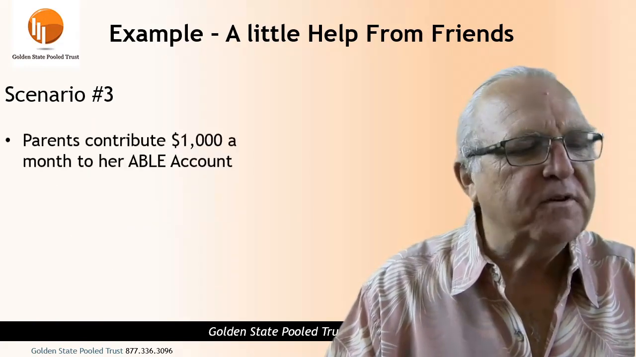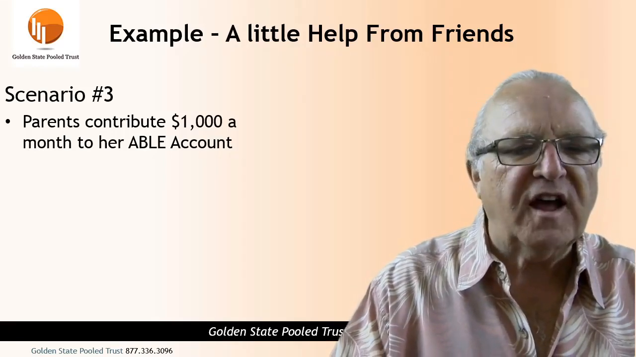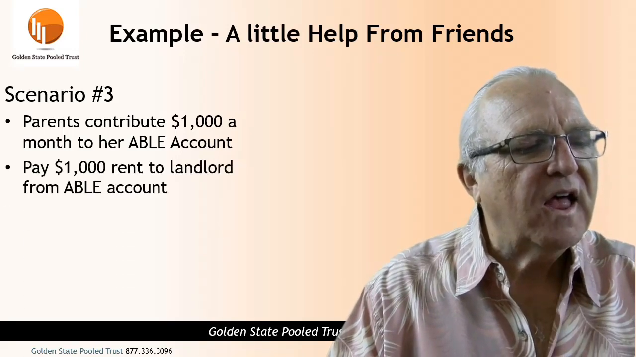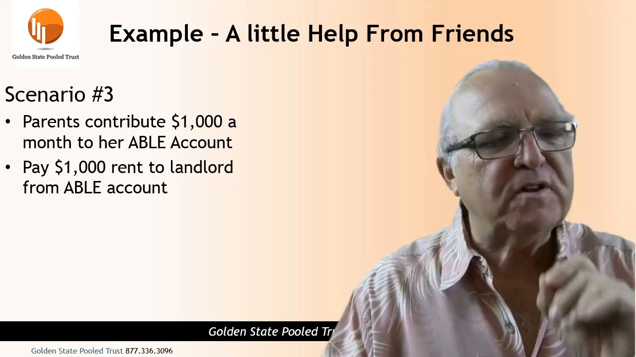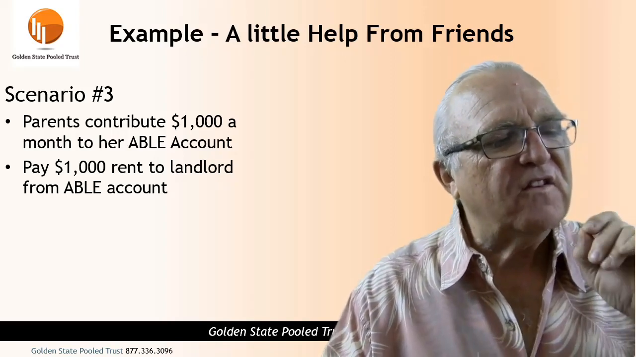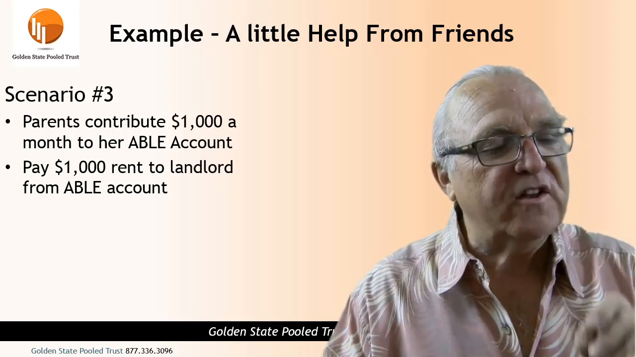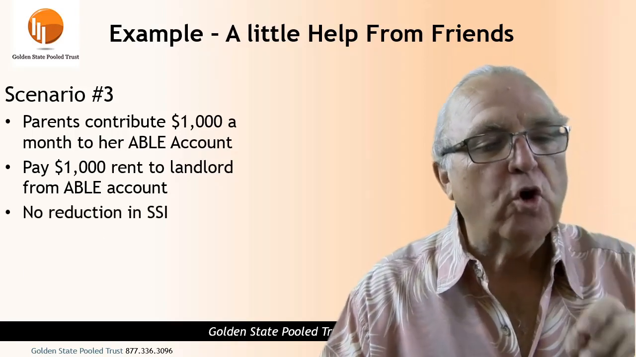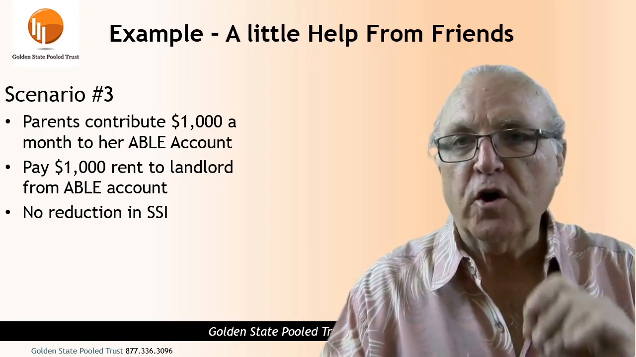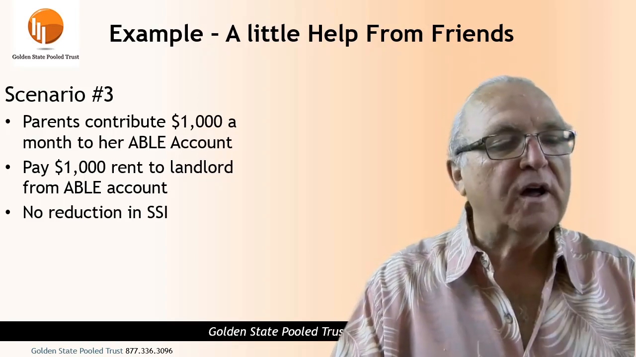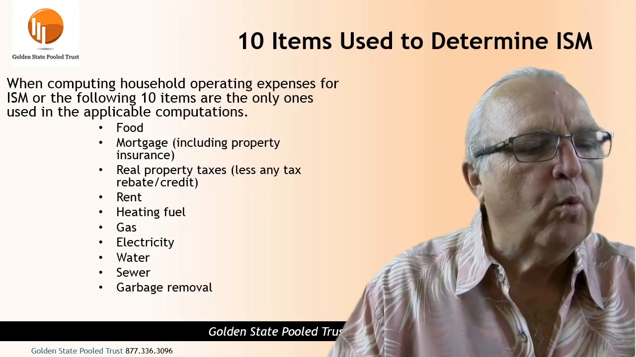But here's where the magic happens. Let's say the parents contribute $1,000 a month into her ABLE account, okay? And just remember, the moment that it went into the ABLE account, it became Belinda's money, the instant. Then let's say that the ABLE account pays the $1,000 a month directly to the landlord. There's no reduction in the SSI because Belinda paid her rent with her own money.